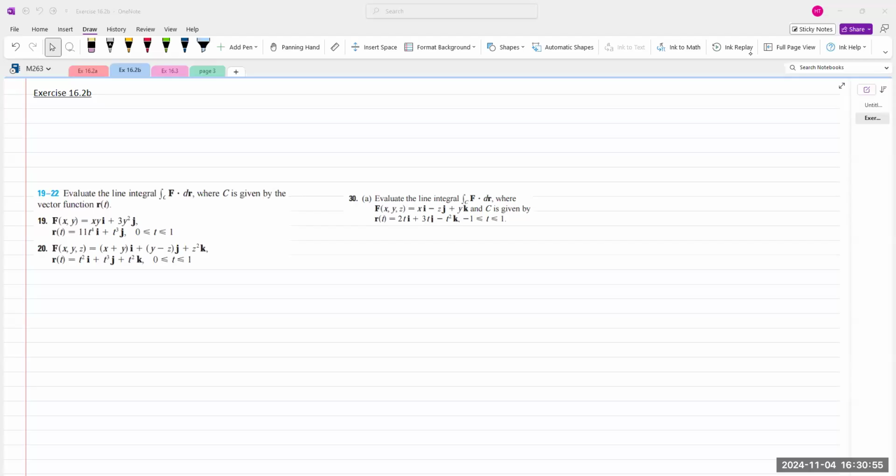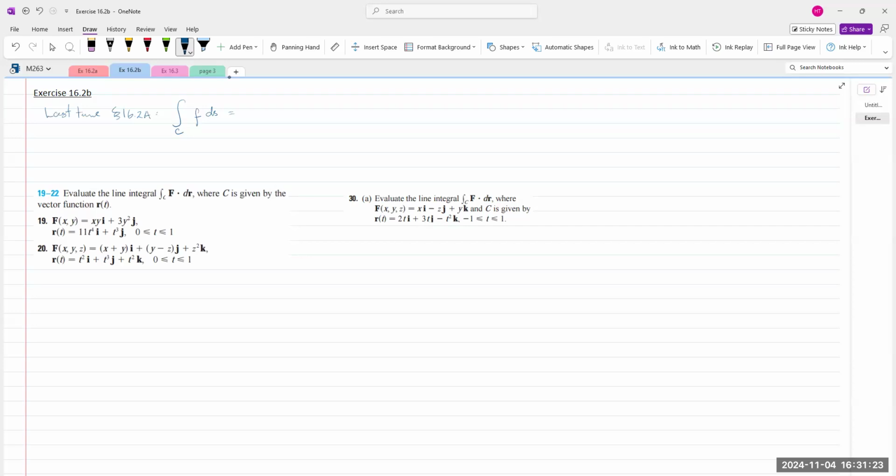Hello. Today we will work on some problems from exercise 16.2, the second part. Last time we mainly focused on section 16.2a. We mainly focus on the type of line integral of f ds, right?